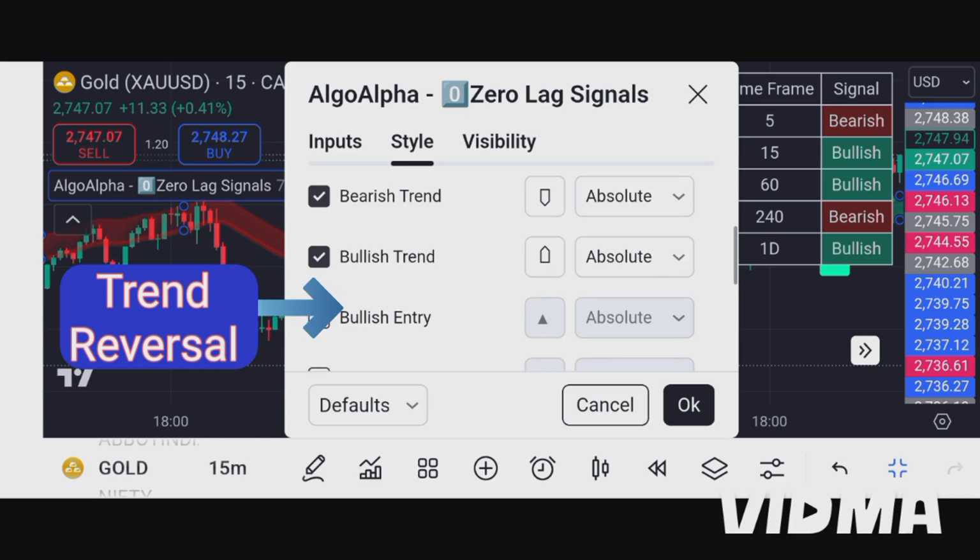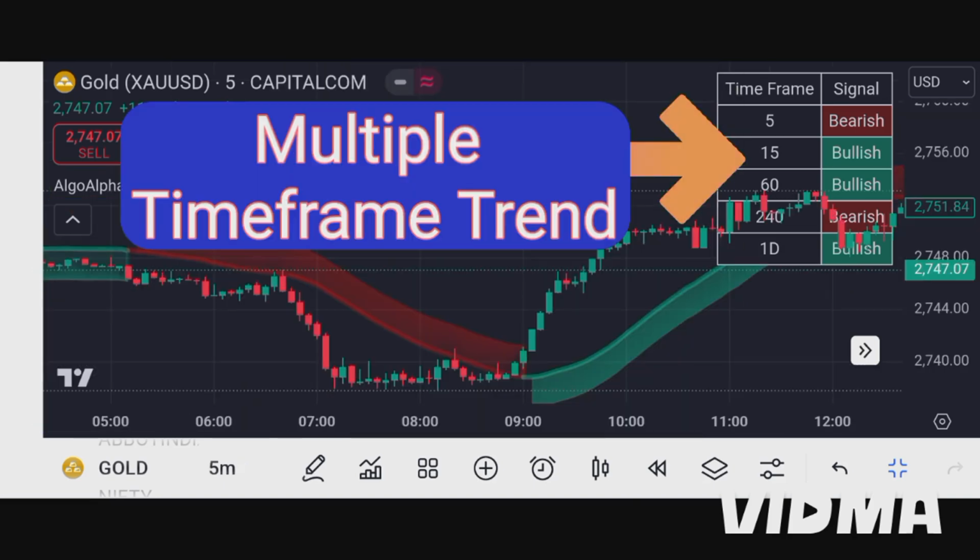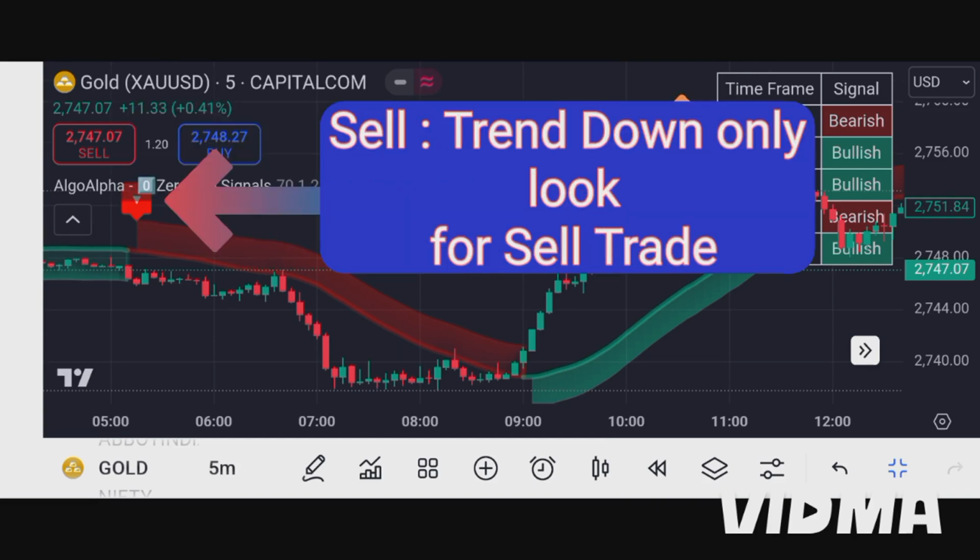Trend reversal. Retracement entry signals, you need to uncheck. Multiple time frame trend. Sell means trend down, only look for sell trades.